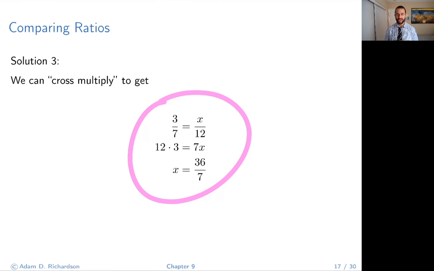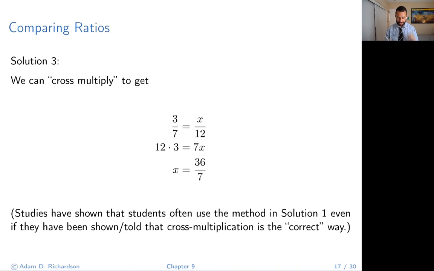And I don't know about you, but cross multiplication as an algebraic process is not something that I intuitively get when I do it, right? I lose all intuition and I just play around with symbols, and we're trying to avoid that. And this is the reason: studies have actually shown that students often prefer the unit ratio method even if they've been shown or told that cross multiplication is the correct way of doing that. Students don't really like cross multiplication when they first learn it because it doesn't make any sense. There's no intuition. What they prefer to do is solving using a unit ratio.